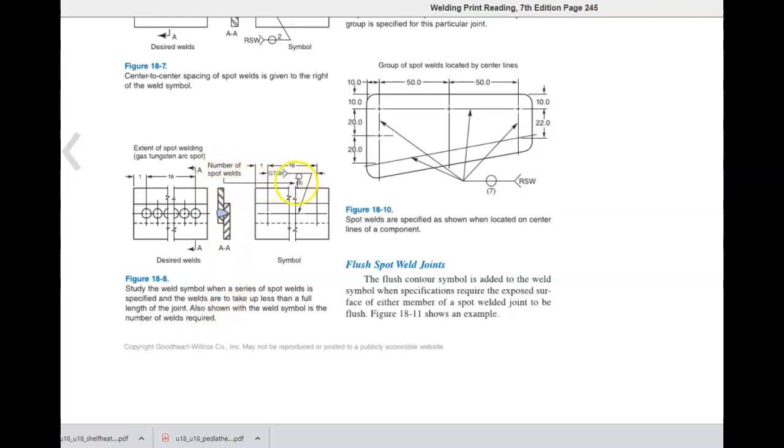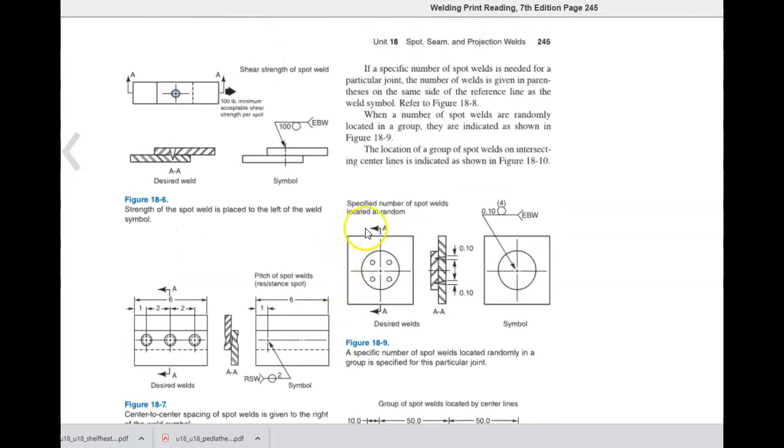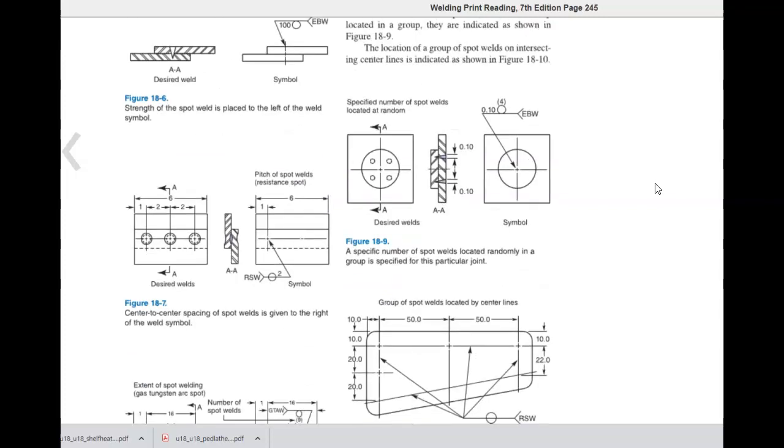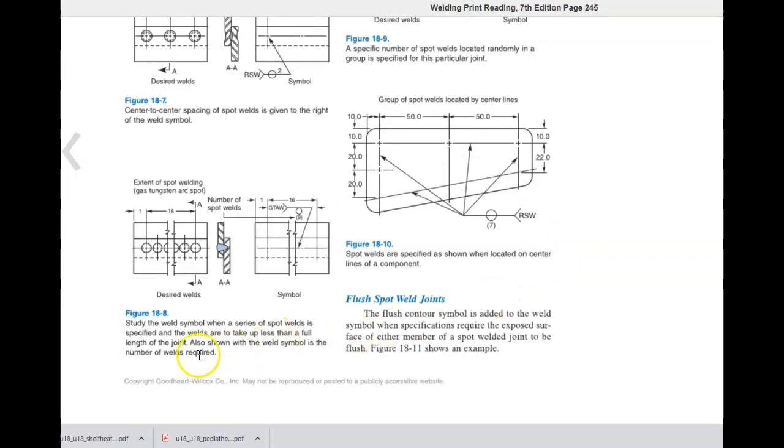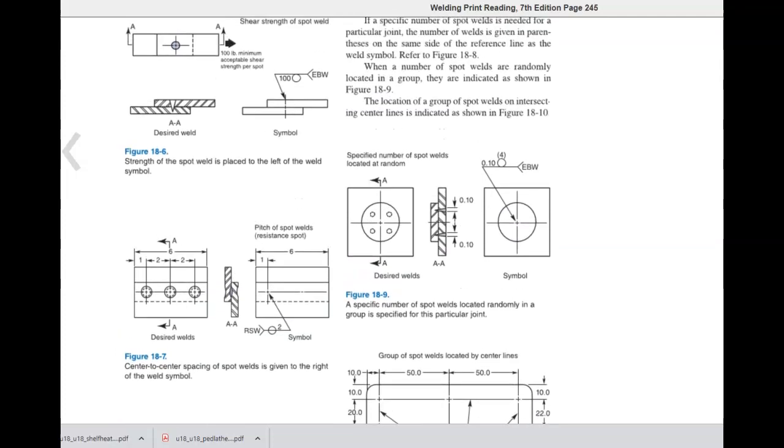Number of spot welds. If a specific number of spot welds is needed for a particular joint, the number of welds is given in parentheses on the same side of the reference line as the weld symbol. Study the weld symbol when a series of spot welds is specified and the welds are to take up less than full length of the joint. Also shown in the weld symbol is the number of welds required.